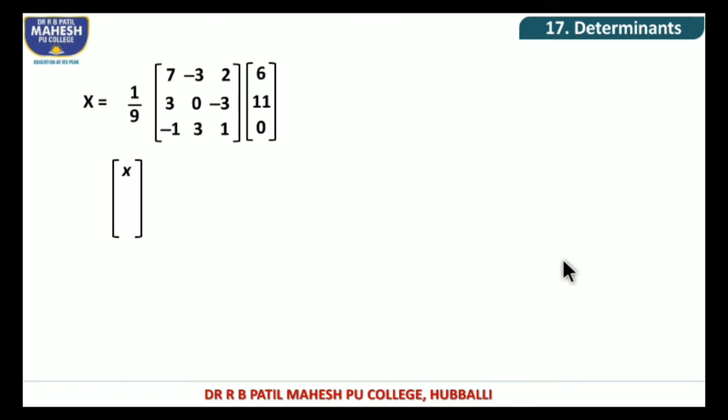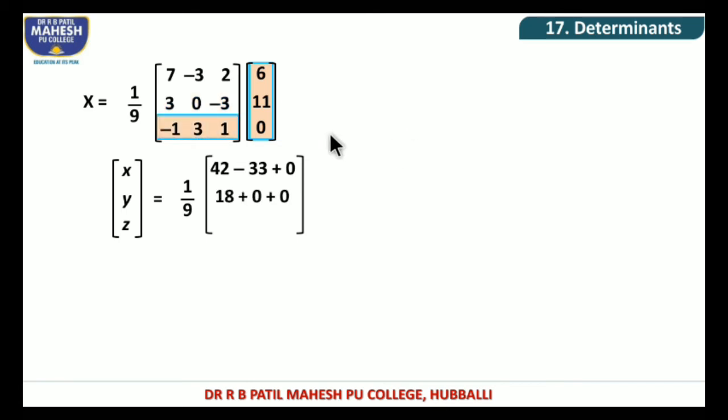Therefore the column matrix x, y, z is equal to 1 by 9 into the product of this matrix. Here we have to multiply the first row and this column, therefore it is 42 - 33 + 0, and similarly the second row and the column, this is 18 - 0 + 0, and similarly the third row and this column, we have -6 + 33 + 0. Then we can take it as 1 by 9, and after simplification we have 9, 18 and 27.